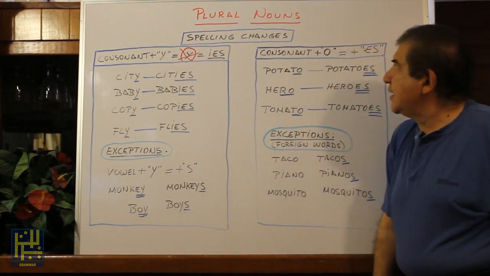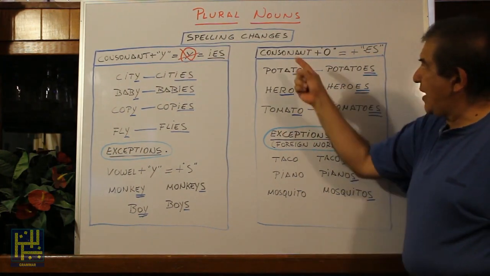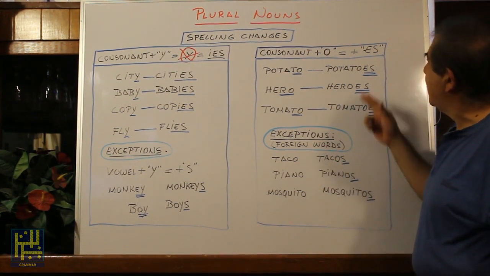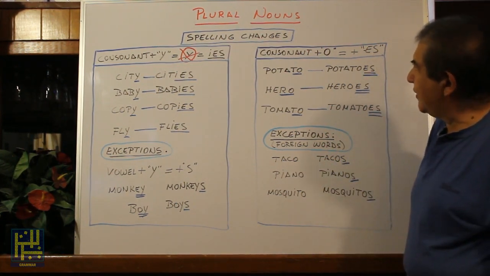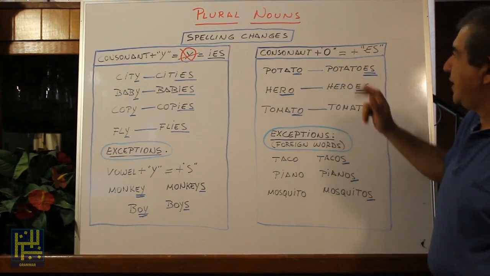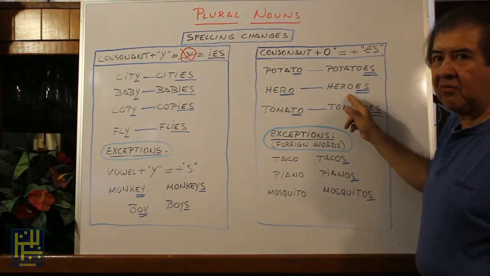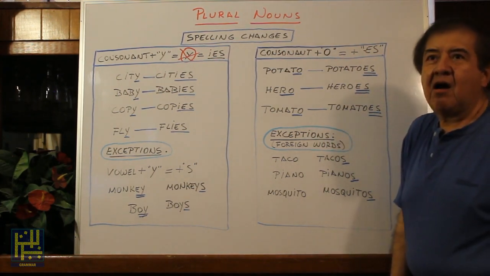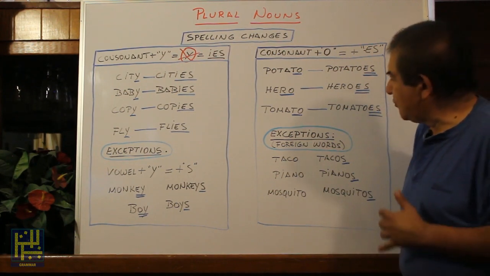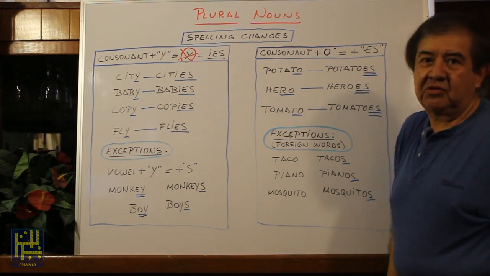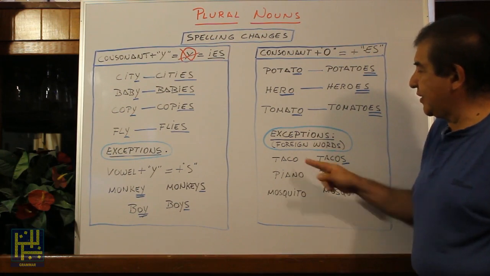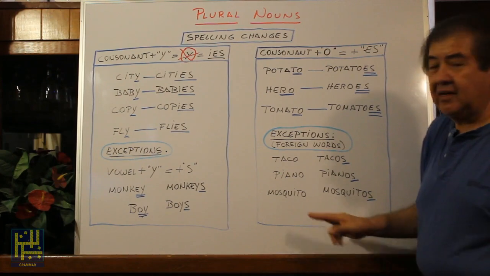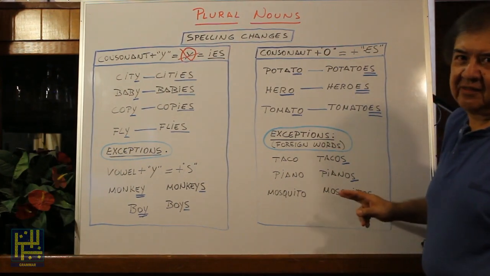Now, if the noun ends in a consonant and the letter O in this case, we're going to add ES. For example, potato, potatoes, hero, heroes, tomato, tomatoes. And the exceptions are, these exceptions refer to the words that come from other languages, that is, foreign words. For example, taco, tacos, piano, pianos, mosquito, mosquitos.